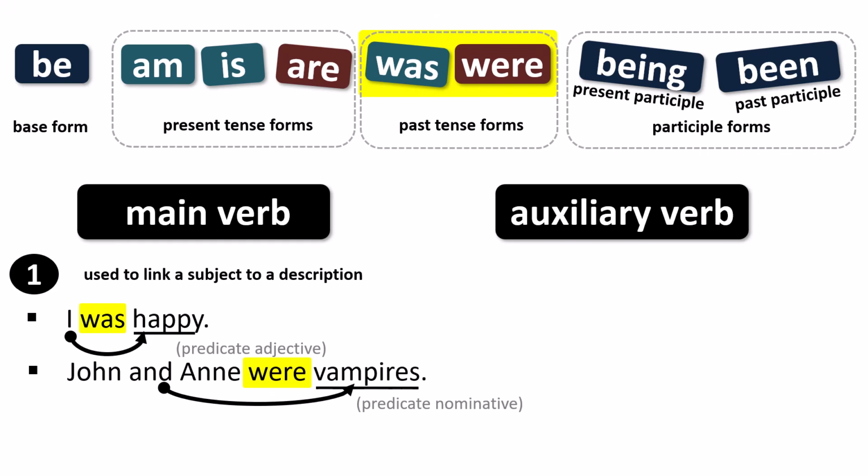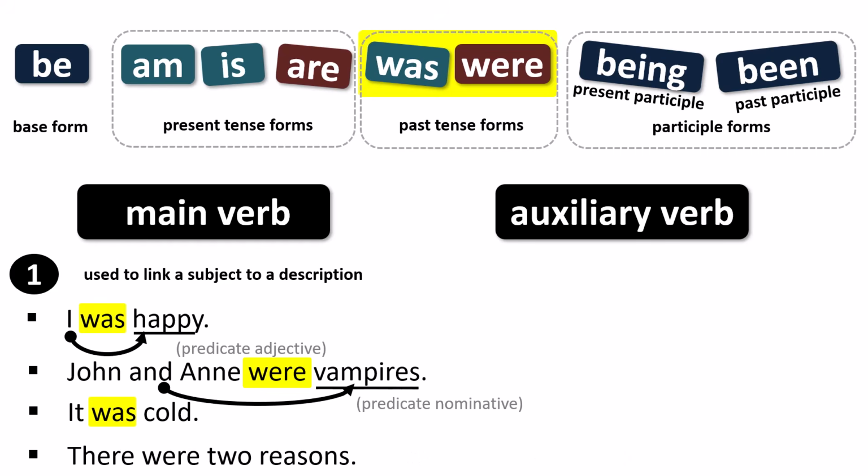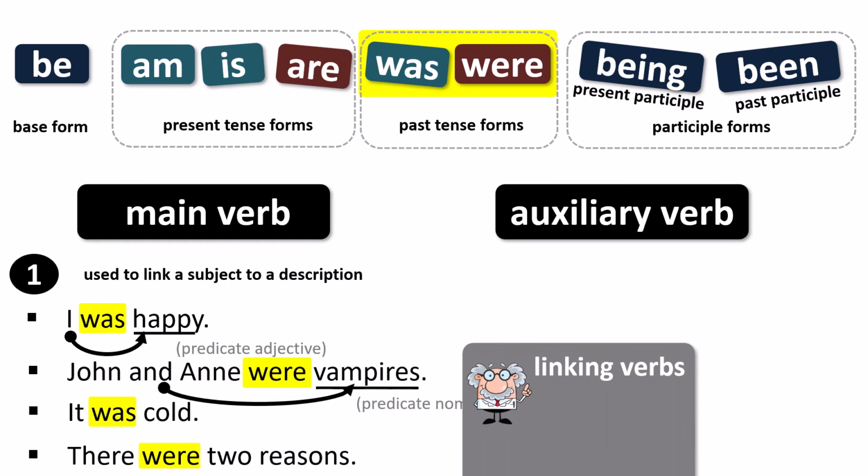Remember, the words in yellow here, the main verbs, are also linking verbs. So the verb to be is a linking verb. In fact, it is the most common linking verb. And don't forget those constructions to state facts. It was cold. There were two reasons. Everything you're looking at here in yellow is a linking verb. Let's clear some of this.